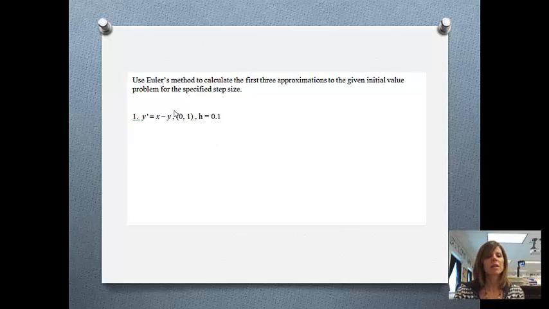The example says to use Euler's method to calculate the first 3 approximations to the given initial value problem for the specified step size. This h, and I forgot to say it on the previous page, really just means the change in x. How far are we going over in the x direction? We're going to go over 0.1, which means we need to figure out how high up we need to go. We need to find the delta y. Since it gives us the first 3 approximations, we're only going to be finding 3 more points on the curve. If we really wanted a good picture, we could go out many more, but we mostly want to get the gist of what's going on here.